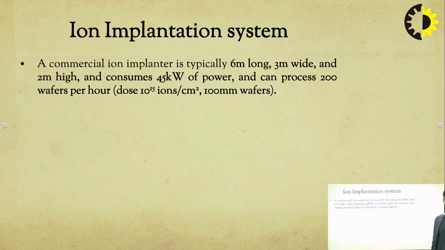A commercial ion implantation system is typically 6 meters long, 3 meters wide, 2 meters high, and consumes around 45 kilowatts of power and can process 200 wafers per hour, with the specification of 10 raised to the power 15 ions per square centimeter and 100 mm wafer. So this is the ion implantation schematic and the principle of working.